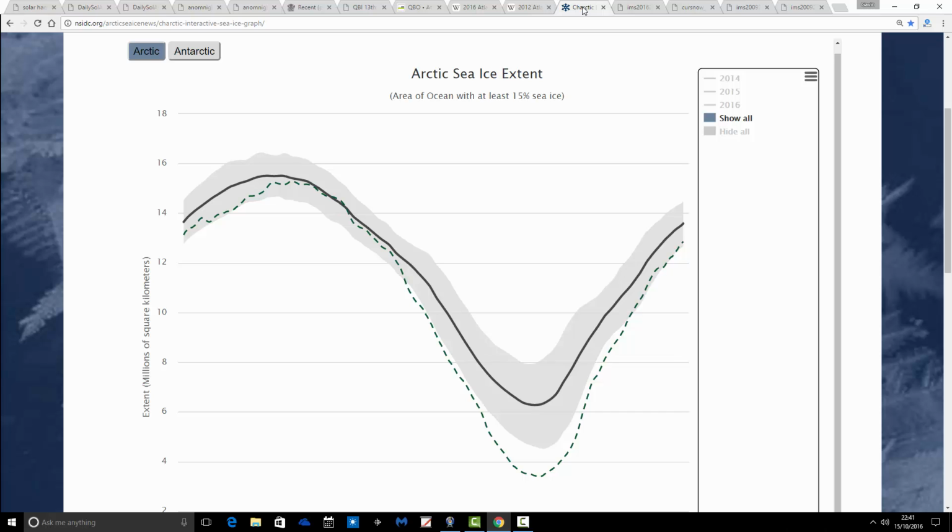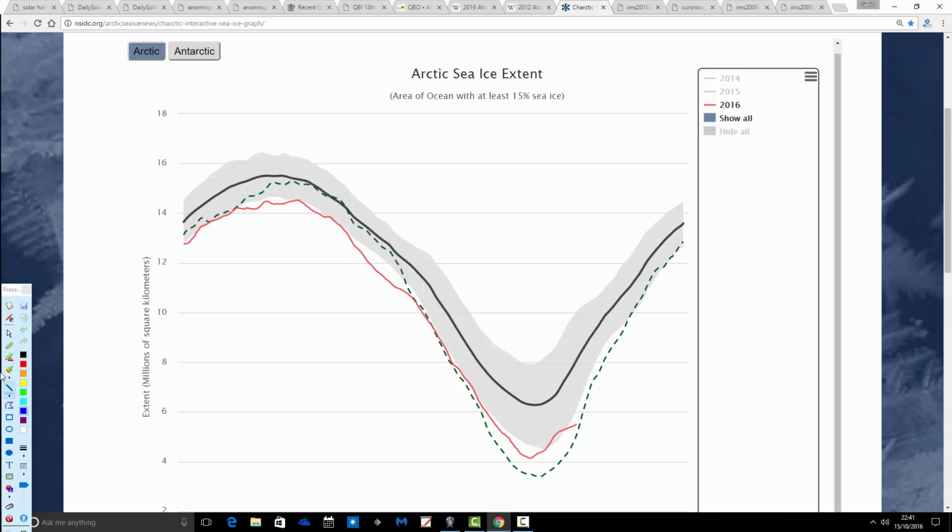Don't normally look at this. This is Arctic sea ice extent. Don't normally look at this now, but something quite interesting has happened there. This green dashed line is the death spiral in terms of Arctic sea ice loss that occurred in 2012. I'm going to put in 2016, which is this red line.